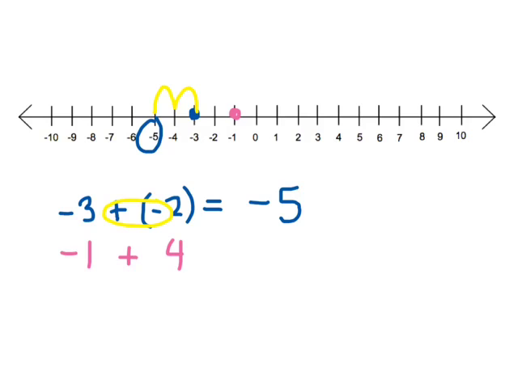Negative 1 plus 4. What about if I'm just adding 4? Where do I start? Adding 4. Is this number positive or negative? Good. So if I'm adding 4, which way do I move? Left or right? Okay. 1, 2, 3, 4, and we end up at 3.